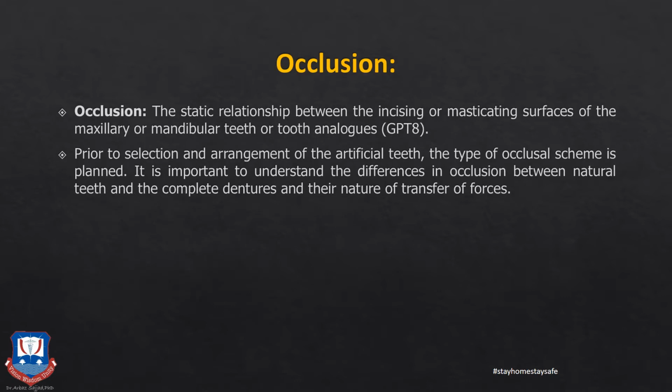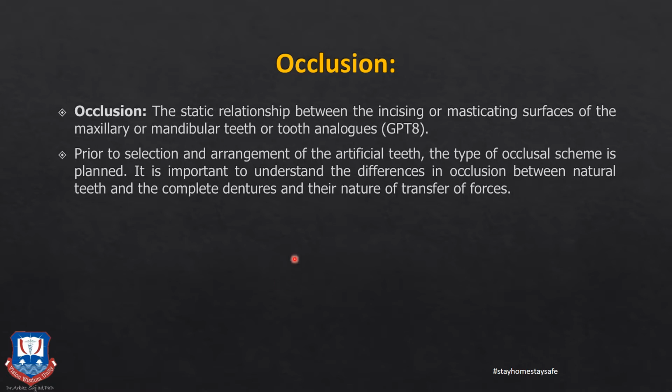Coming to the introduction. Now, what is occlusion? Occlusion is a static relationship between the incising or masticating surfaces of maxillary and mandibular teeth or the tooth analogues, that is artificial teeth. So, occlusion is basically the relationship between the occlusal surfaces or occluding surfaces of the teeth.